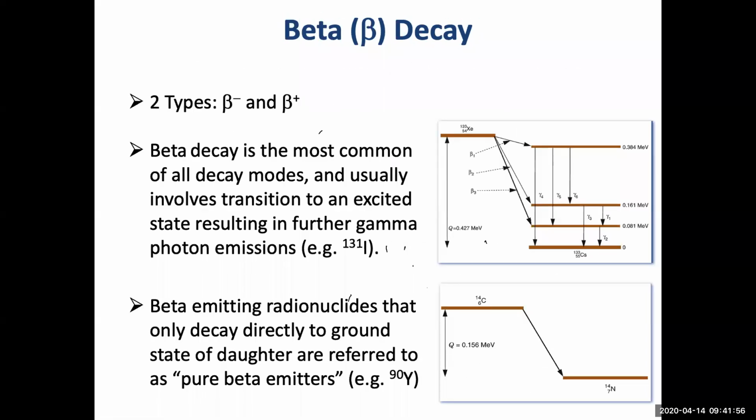So we'll go to beta decay. There are 2 types of beta decay: beta minus and positron, or beta plus.